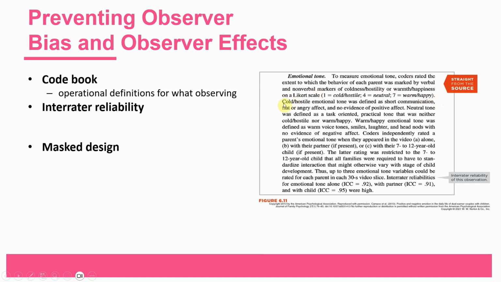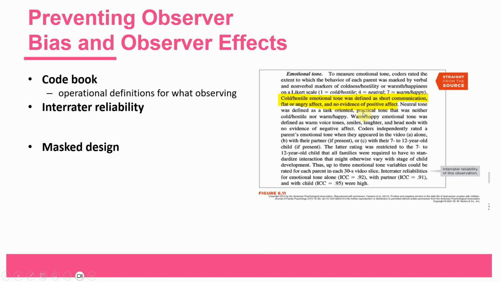So they had in their code book information about what cold or hostile means. You can see here, cold or hostile emotional tone was defined as short communication, flat or angry affect, and no evidence of positive affect. So it's super important to know what cold or hostile means. You need a code book which shows what that means, so that if there's more than one observer, they can make sure that they're using the same definitions.